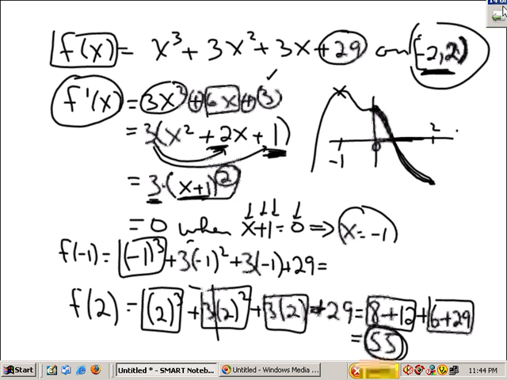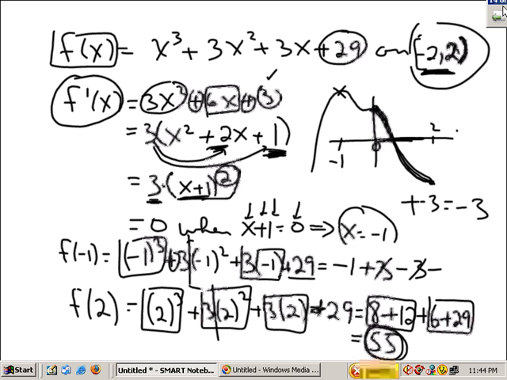-1 cubed is -1. Plus 3 times -1 squared. -1 squared is 1, 3 times 1 is 3. Plus 3 times negative 1 is negative 3. But adding a negative 3 is the same as taking away 3. So that cancels out, plus 29. Negative 1 plus 29 is 28.